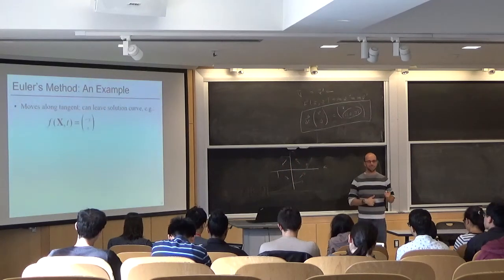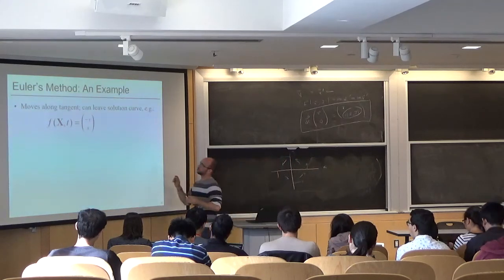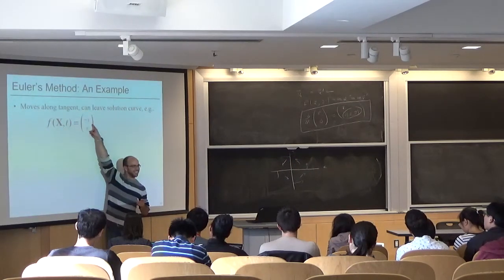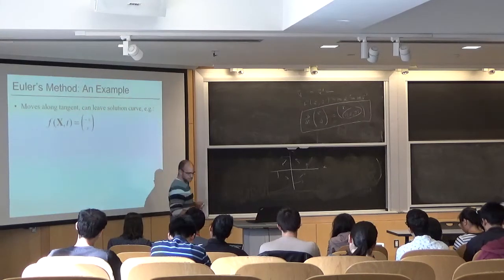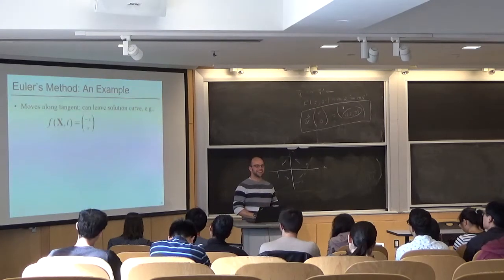Okay, that's roughly what this vector field is. That makes sense, right? Because of course the derivative of cosine is minus sine. That's kind of what you're seeing here. Okay. So what happens if I use Euler's method? Let's think about it for a second.